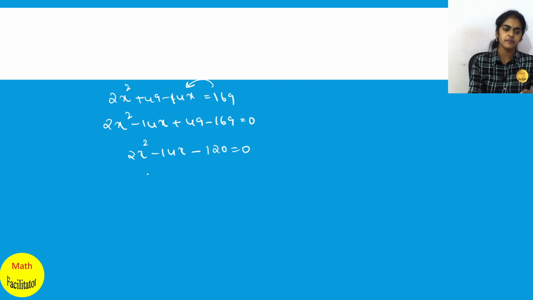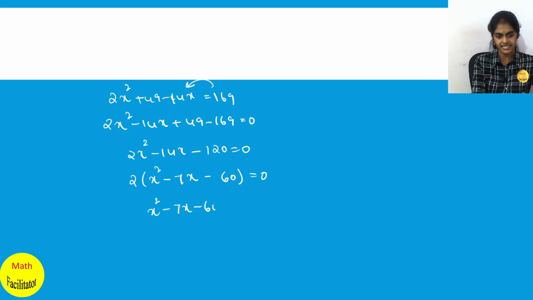Okay, now from the entire equation I can take 2 common, so I have x square minus 2 sevens are 14 minus 2 60s are 120 equal to 0. So transposing 2 to the other side, 0 by 2 becomes 0. So finally you will have x square minus 7x minus 60 equal to 0. Okay, now you need to factorize this and try to find the factors.